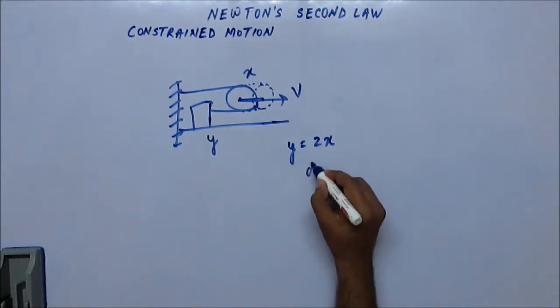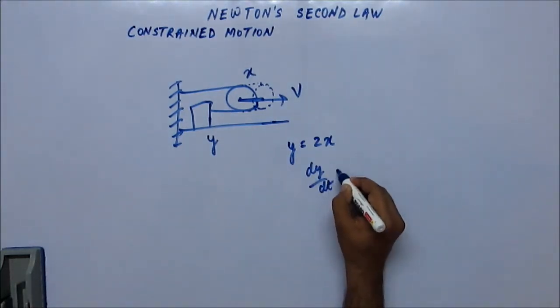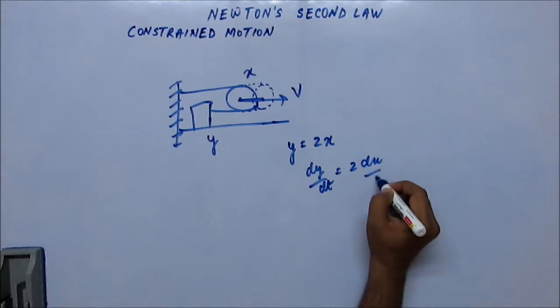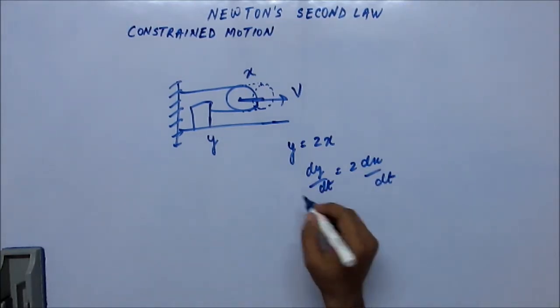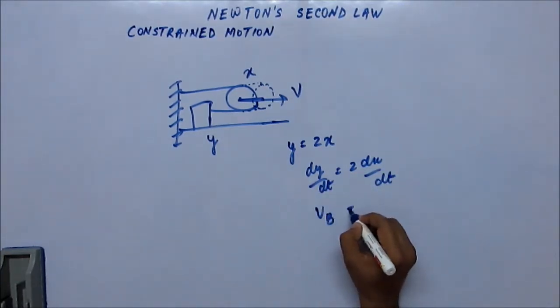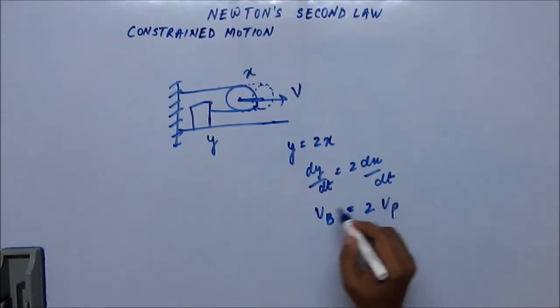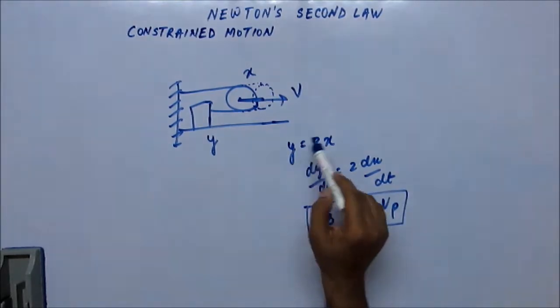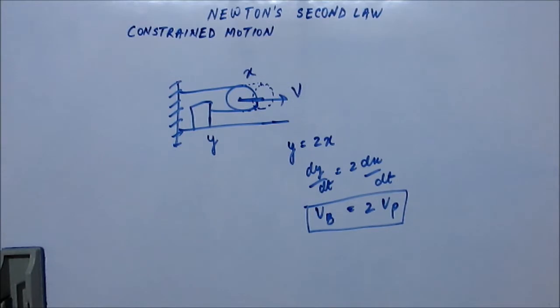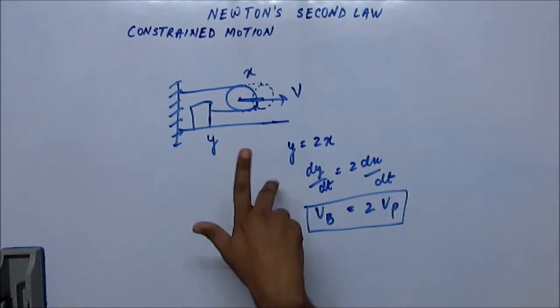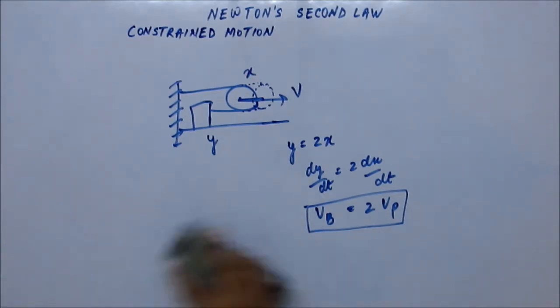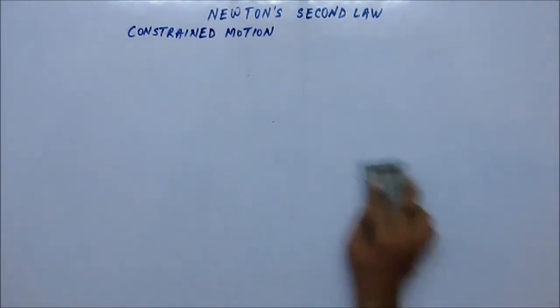And you just differentiate this. dy by dt is equal to 2 into dx by dt. So dy by dt, the velocity of the block, has to be 2 times the velocity of the pulley. Because the relation between displacement is twice, and the displacement has to happen in the same given time. So of course the velocity will also have the same relation. So you have to use a little bit of your visualization here. It's a simple case, so it was easy. Let's see this one.